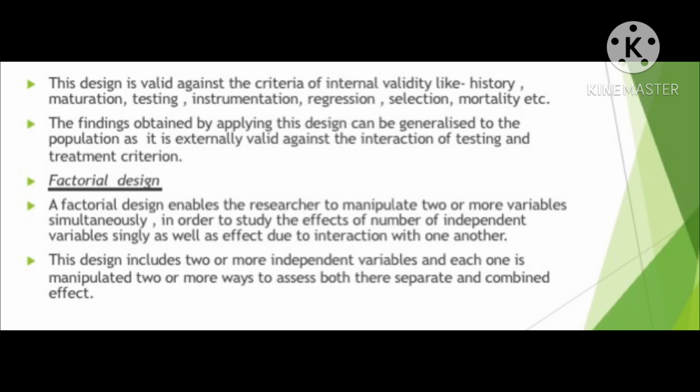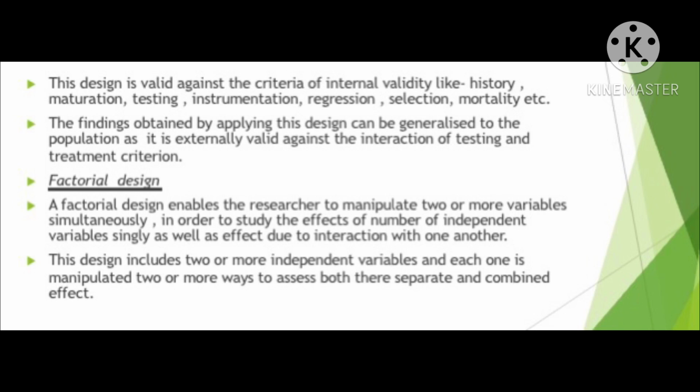Next one is factorial design. A factorial design enables the researcher to manipulate two or more variables simultaneously. In the earlier three types of true experimental design, we were manipulating only one independent variable. Here in factorial design, the researcher is manipulating two or more variables simultaneously in order to study the effect of a number of independent variables singly as well as the effect due to their interaction with each other. So the interactive effect, and they want to study the separate effect of the independent variable.